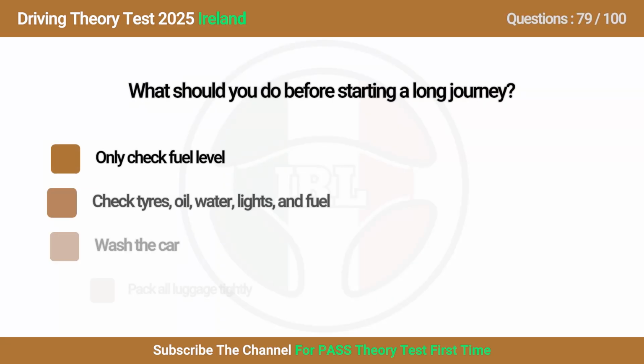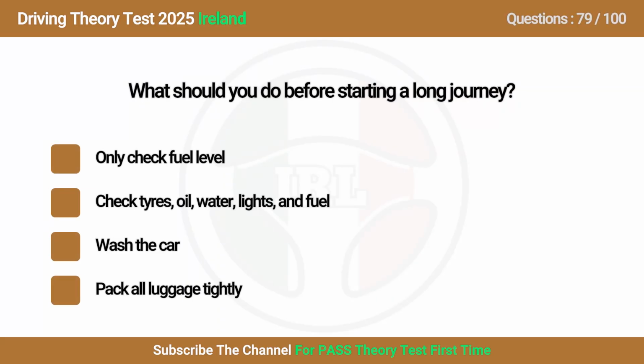Question 79. What should you do before starting a long journey? A. Only check fuel level. B. Check tires, oil, water, lights, and fuel. C. Wash the car. D. Pack all luggage tightly.